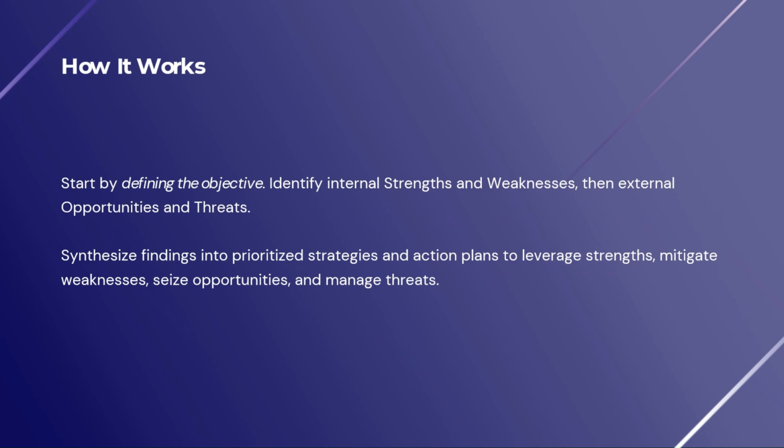How it works. The SWOT process starts by defining a clear objective. After that, the organization identifies its internal strengths and weaknesses and analyzes external opportunities and threats. The final step is to convert these findings into strategy. Companies can use their strengths to capture opportunities, improve weaknesses, and prepare for possible threats.